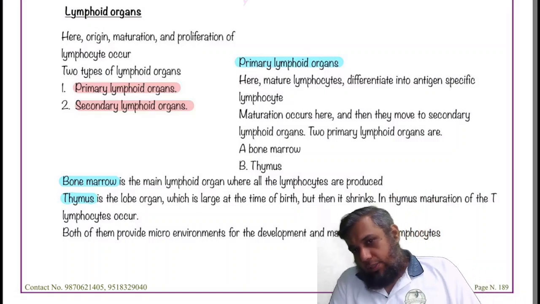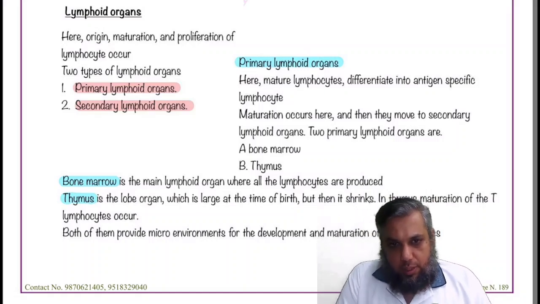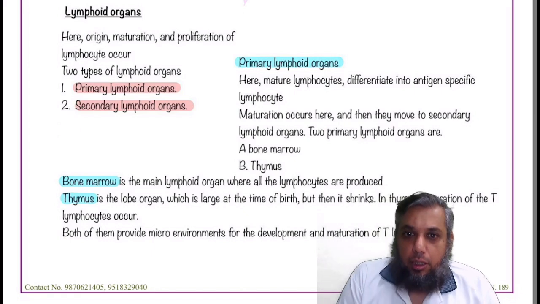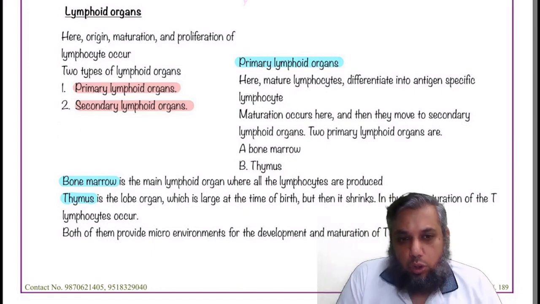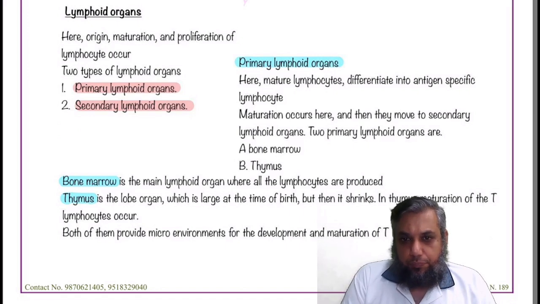So once again, these primary lymphoid organs are mainly the bone marrow and the thymus. We know the location of both the organs.